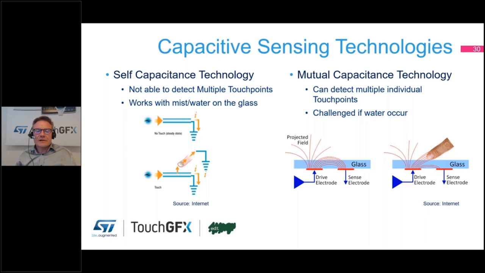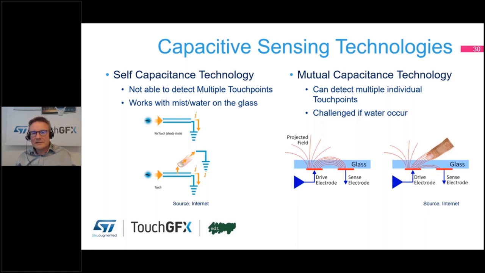That technology is, however, a little bit of a challenge if you have water on, and you can imagine why, because your finger acts as a bridge, water will act as a bridge. But with a limited amount of water on it, it can still detect it. But once you start sliding your finger around, then the controller gets confused and is not really sure where the real touch is that I want to detect.